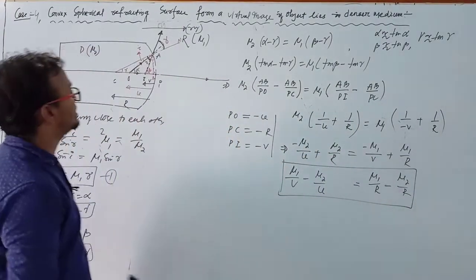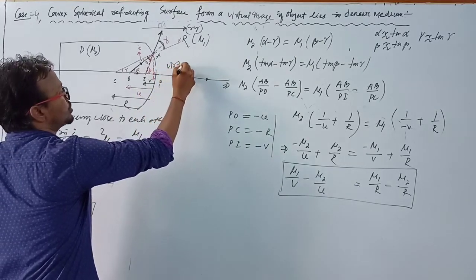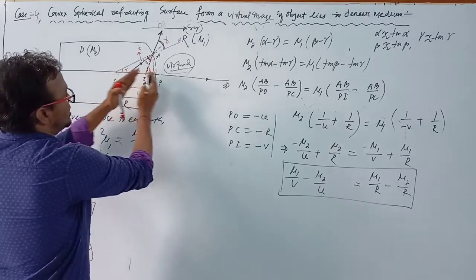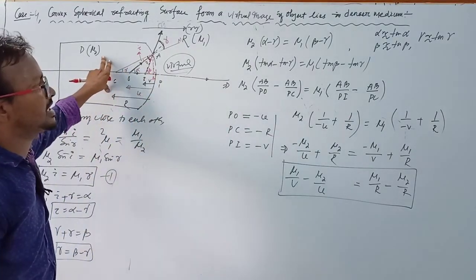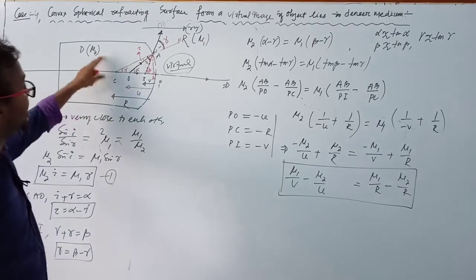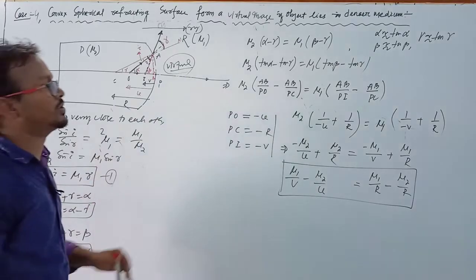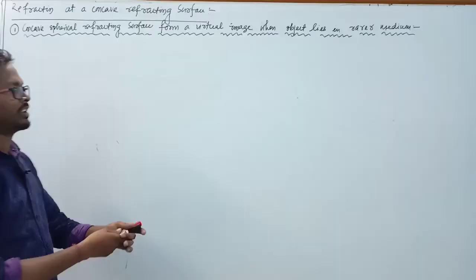Clear? This is the required formula, and in this case the image is a virtual image when the object lies between the center of curvature and pole, and the object lies in the denser medium. Clear? And the image also forms in the same denser medium. This is all about the refracting surface, or convex refracting surface.